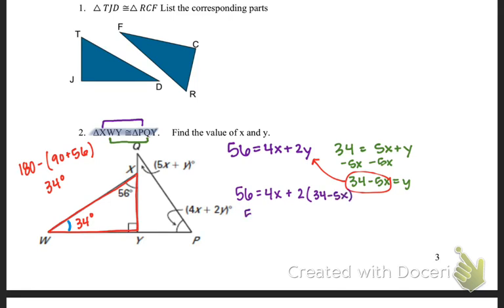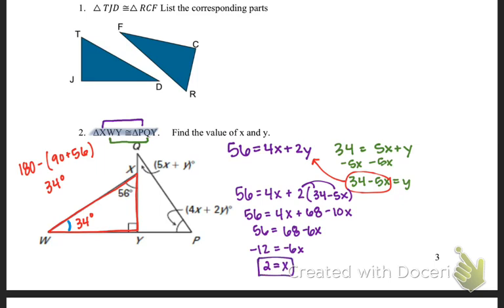And we can solve. It's just algebra at this point, which we're all experts at, or at least we are remembering how to be experts at that. And we get 56 equals 4X plus 68 minus 10X, or 56 equals 68 minus 6X. And so if we keep solving, I get negative 12 equals negative 6X, or positive 2 is equal to X.